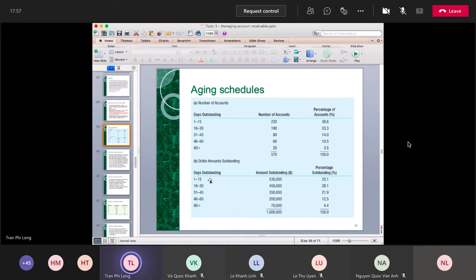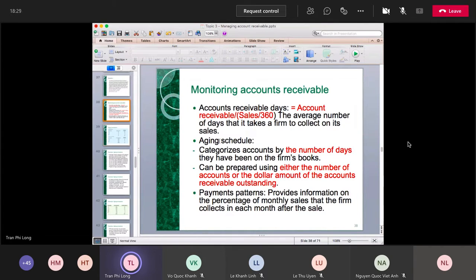Usually the second way, or panel B, will be used more frequently. However, the absolute value may not provide a lot of meaningful information. That's why we usually calculate the percentage of accounts or the percentage outstanding for panel A and B respectively. So this is called the aging schedule. They have two dimensions.